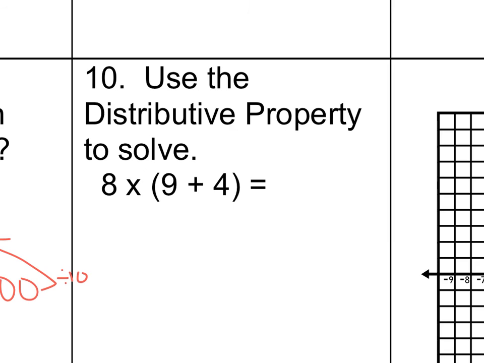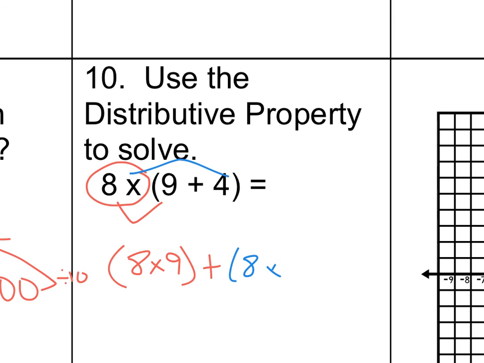For this one, it wants you to use the distributive property, which says I can distribute what's outside the parentheses to each thing in the parentheses. And so it's going to be 8 times 9. And we can add that to distributing our 8 to the 4, 8 times 4. And so that's going to give us 72 plus 32. And our final answer is going to be 104.